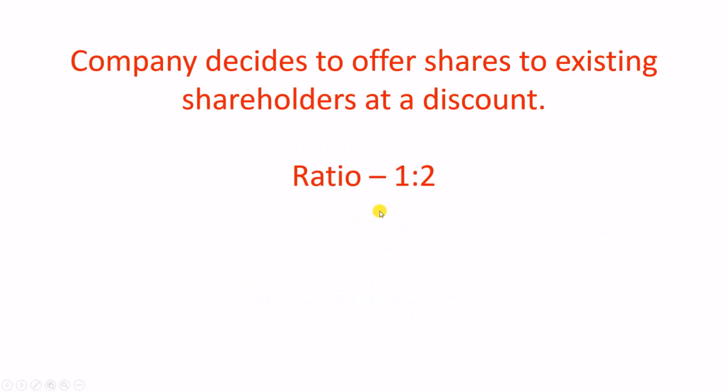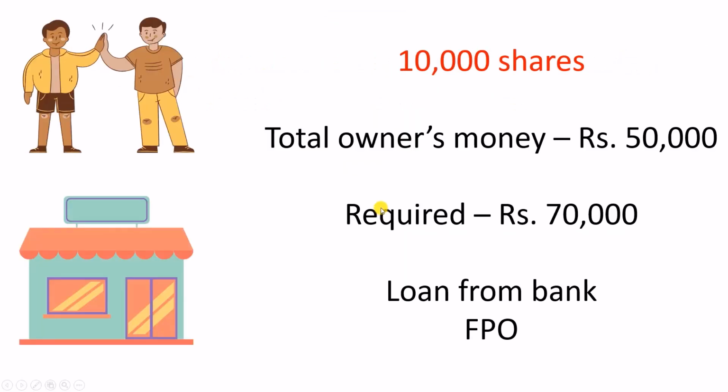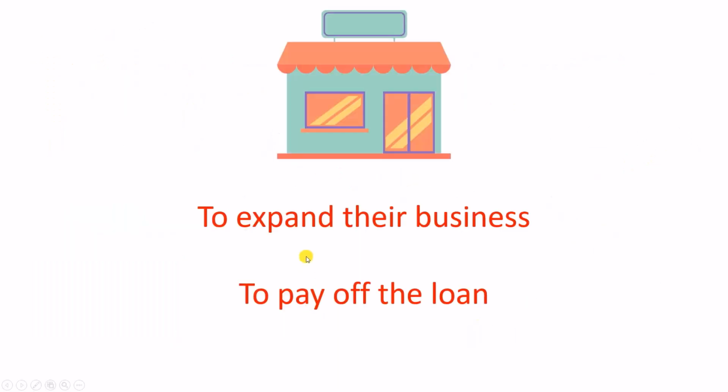Now what happens is, let me go back. Total number of shares could have been increased. So it was 10,000 shares before, correct? It was 10,000 shares before. And the ratio was 1:2. So accordingly, the number of shares of a company will increase. And when the stakeholders buy the shares, total owners' money will increase, and with that money, they can expand their business or pay off the loan.